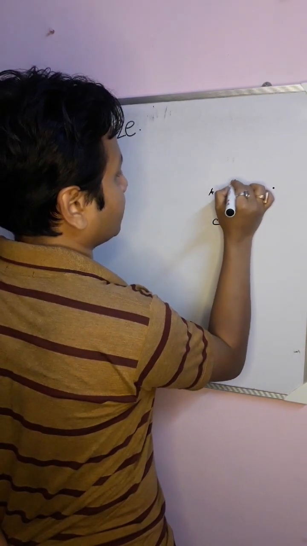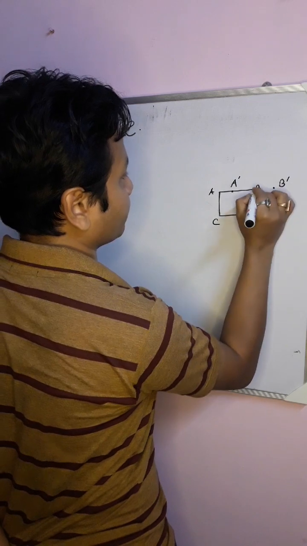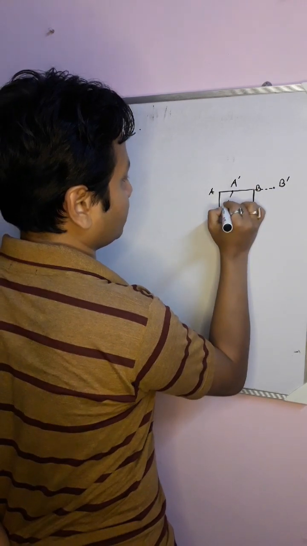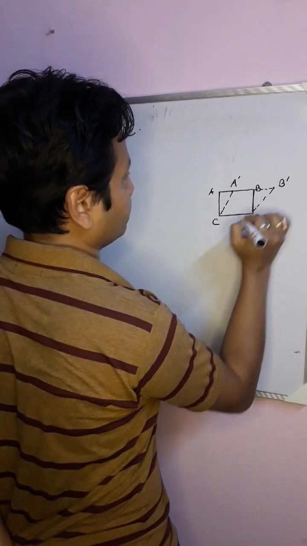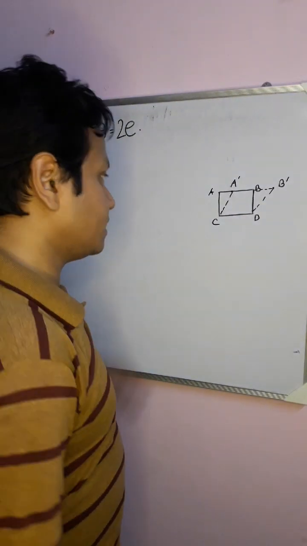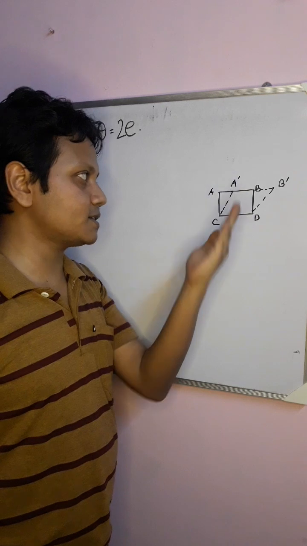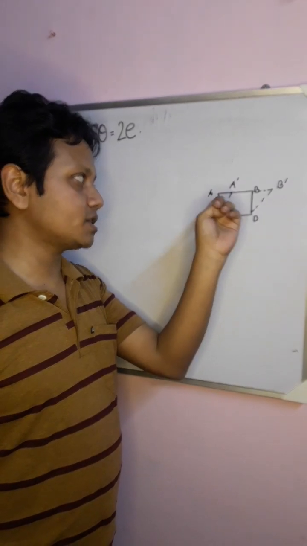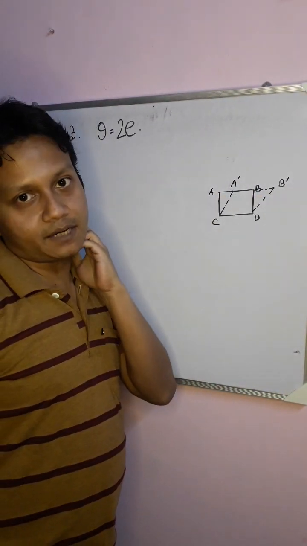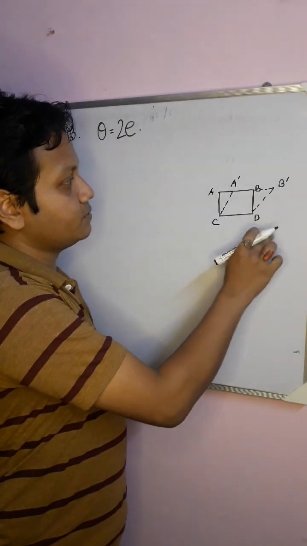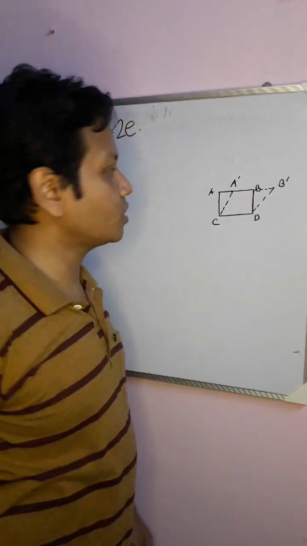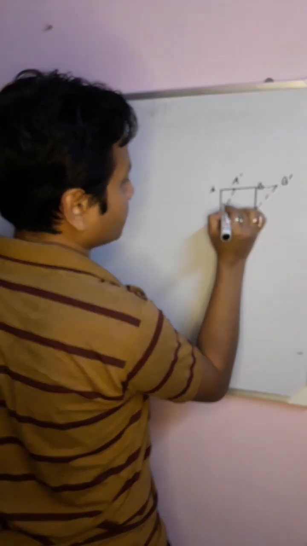A and B becomes A dash and B dash. That is, by keeping the lower plane fixed, if we apply a shearing stress to the upper face, then points A and B will shift to A dash and B dash. That means now ABCD becomes A dash B dash CD. Okay, so obviously this is the shearing strain theta.